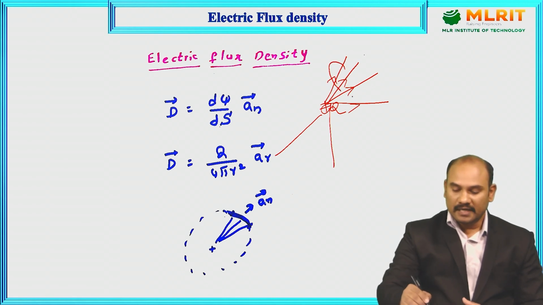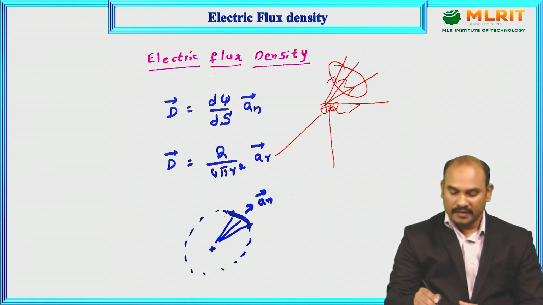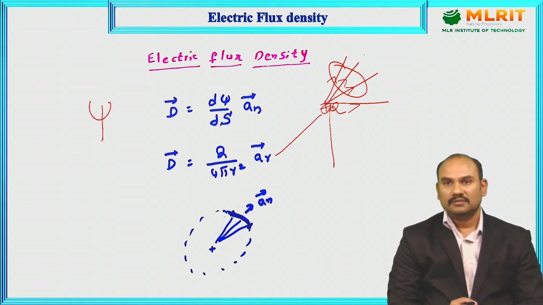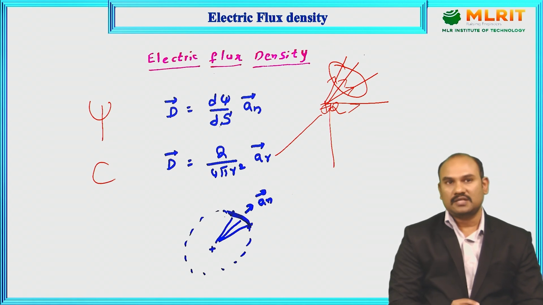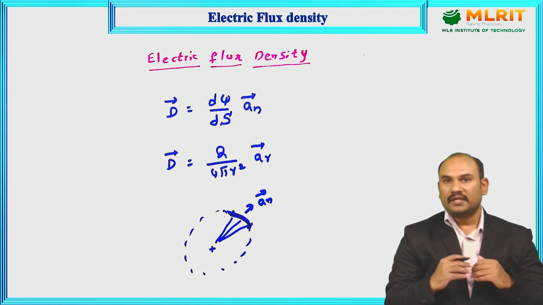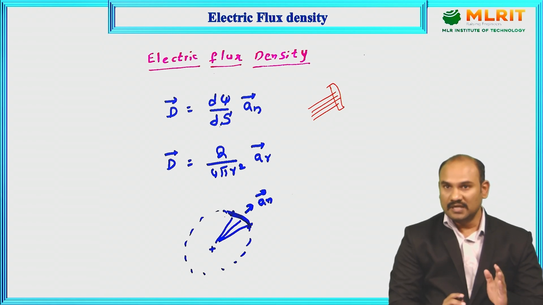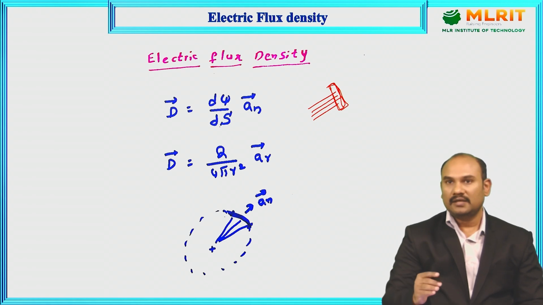A bunch of such electric lines of force, or a group of such lines of force, will constitute electric flux, and its symbol is psi, a Greek alphabet, to indicate electric flux. Unit is the same as the unit of electric charge, coulomb. So now what is electric flux density? Electric lines of force crossing a unit surface area, such that this surface area should be held in the normal direction to the flow of flux.